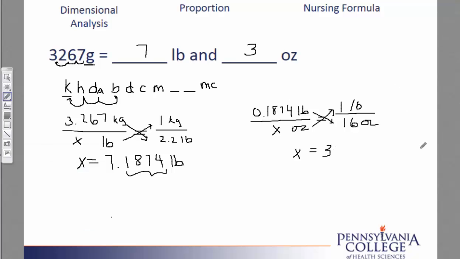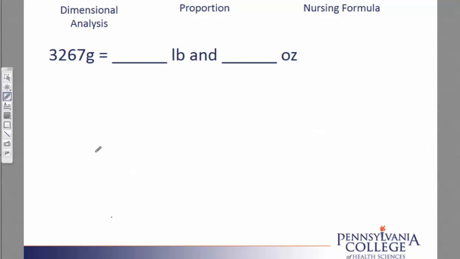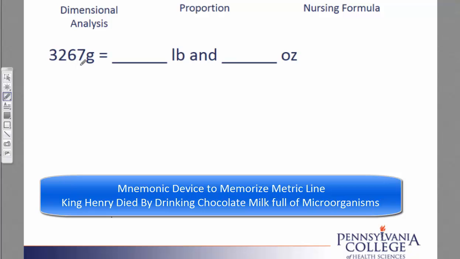Finally, we'll solve the problem using the nursing formula. In the nursing formula, we'll start our problem by using the metric line to convert grams to kilograms because we know a kilogram to pound conversion.